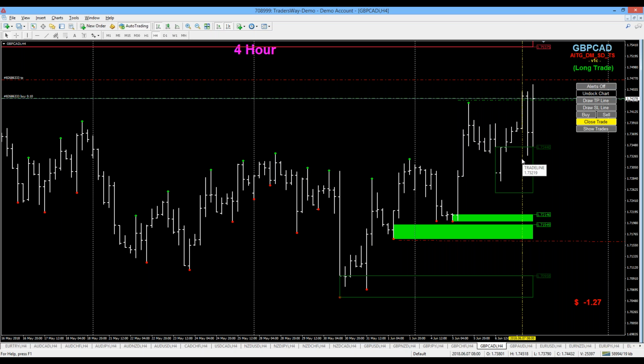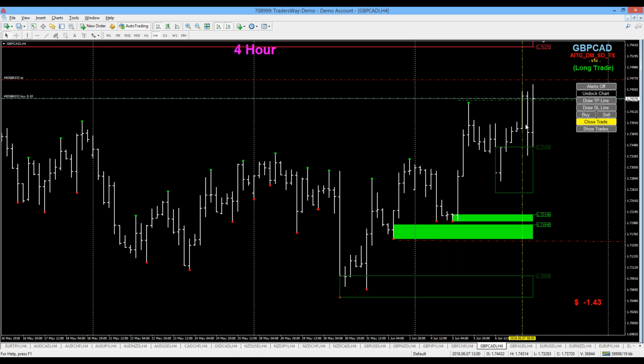And I think this was one that we set up yesterday. I think this was a breakout. I can't remember again. But anyway, it went back.